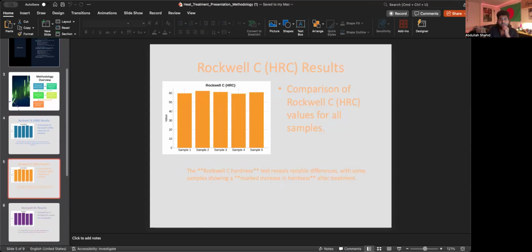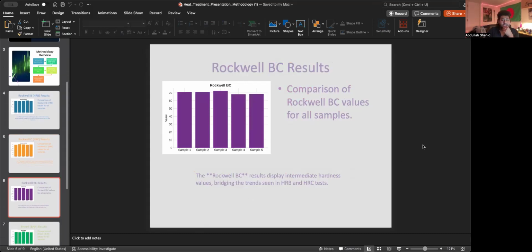Here we have the Rockwell C results. So in contrast, the Rockwell C results show more pronounced changes. Some samples recorded marked increases in hardness after treatment, indicating that the heat treatment successfully increased resistance to indentation for harder steels. This scale is particularly useful for tool steels and components that require wear resistance in high stress environments. So like probably like gears and stuff, maybe.